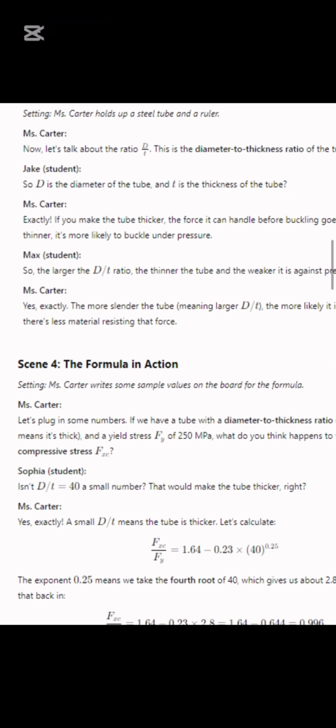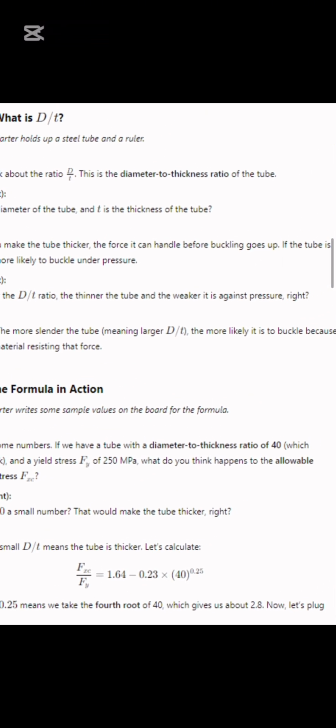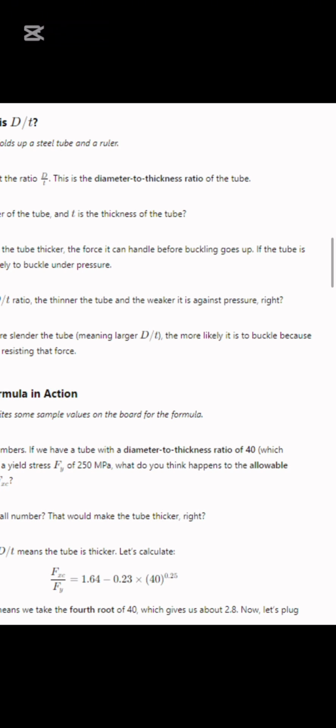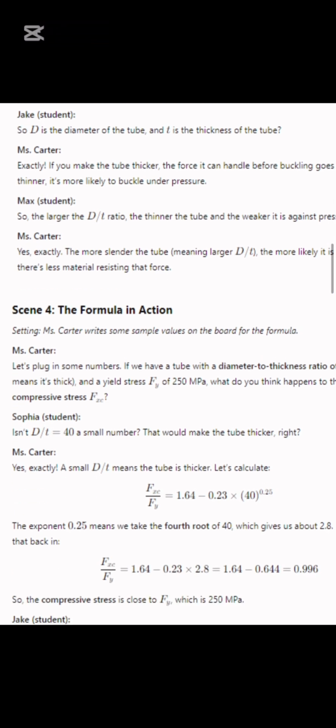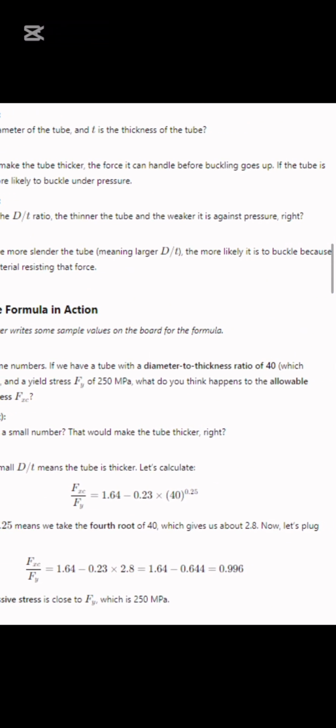Exactly. If you make the tube thicker, the force it can handle before it collapses, before buckling, goes up. If the tube is thinner, it's more likely to buckle under pressure. So the larger the d/t ratio, the thinner the tube, and the weaker it is against pressure, right?